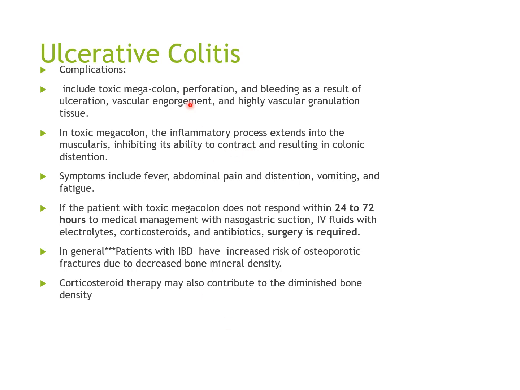Some of your major complications under ulcerative colitis include things like toxic megacolon, perforation, and bleeding as a result of all the ulceration, vascular engorgement, and highly vascular granulation tissue that happens. So keyword is toxic. You're getting this huge megacolon that happens, but it's toxic. Remember, there's this inflammatory process that's still going on, right? So they have an overactive inflammatory process. It's extending into the muscles itself. It's inhibiting the ability to contract, and you're ending up with colonic distension. So signs and symptoms: fever, abdominal pain, distension, vomiting, and fatigue. So very general symptoms, right?